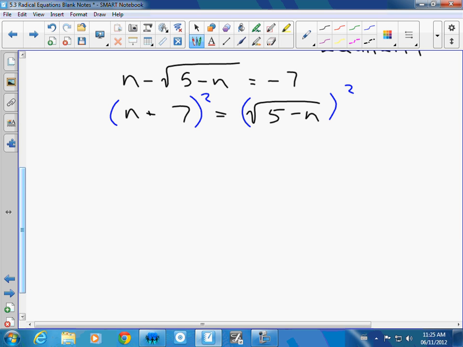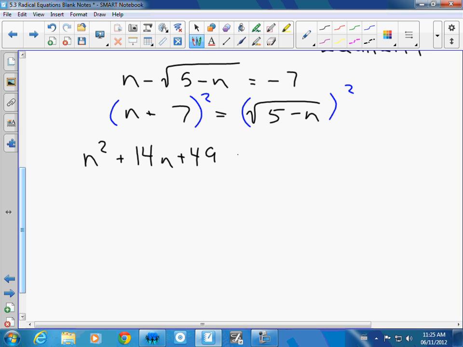Is that a binomial? Is that going to give you a trinomial? Yes, it is. So n squared plus 14n plus 49. Did I skip the middle step? Did I combine the 7n and the 7n? Yeah, you guys are getting better with that.